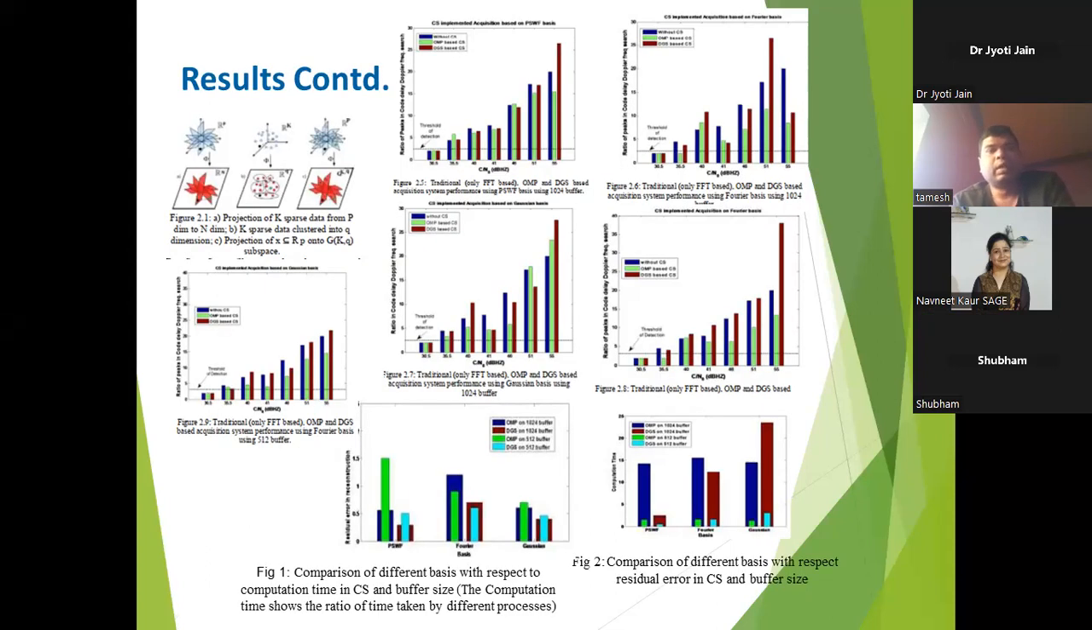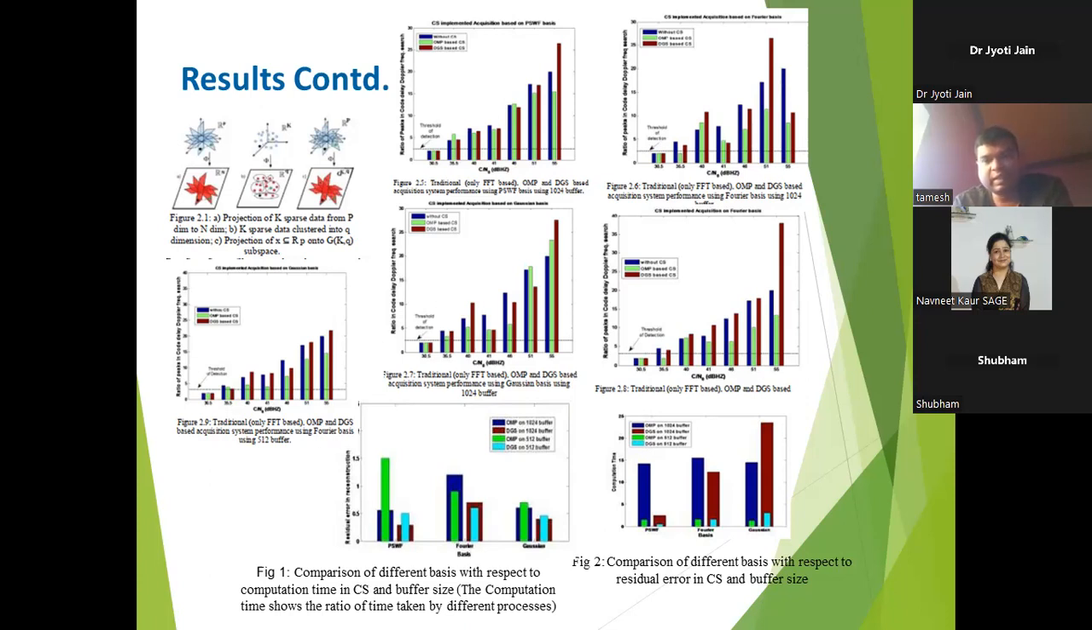CFR. CFR means the constant false alarm ratio. Based on the constant false alarm ratio, we can see that the dynamic group sparsity maximum peak has been done, and the buffer size we can take is 1024 or 512. Based on that, we can actually work on this compressive sensing based receiver.